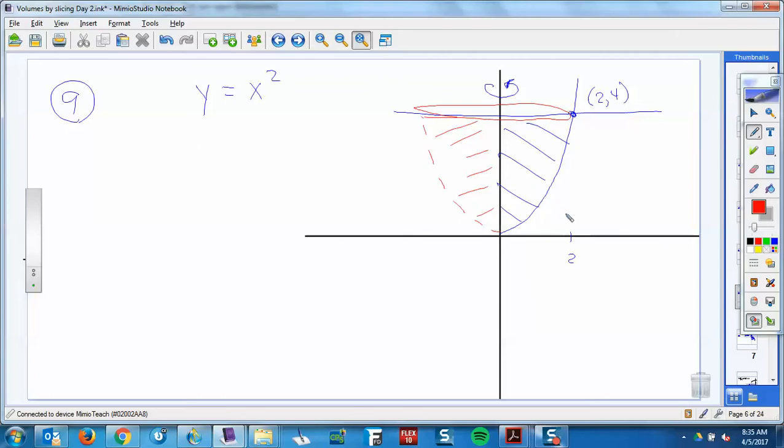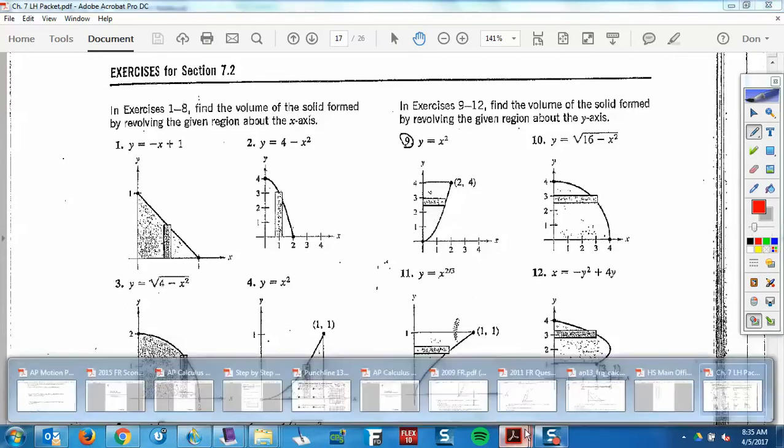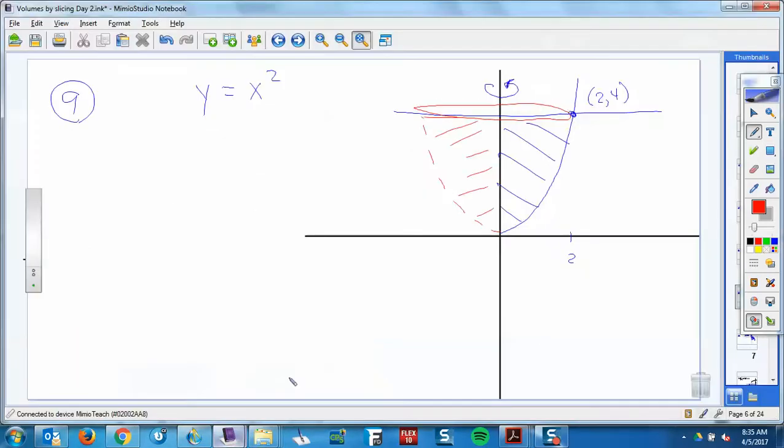It will usually say in the directions that the slices are taken. What did it say here? Find the volume of the solid formed by revolving the given region around the y-axis. Usually it'll say the slices are taken perpendicular to something, but a lot of times they just tell you what it's revolved around, and your slices are automatically perpendicular to that axis. So that's actually an automatic.